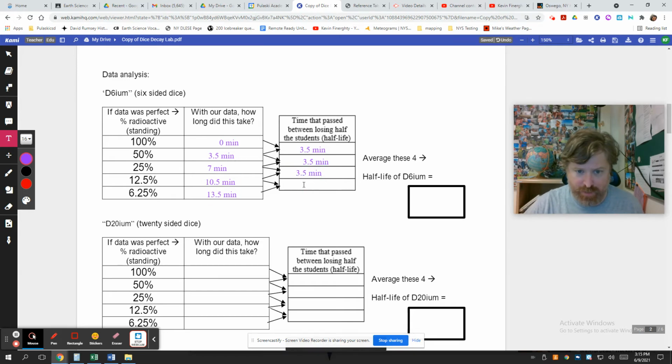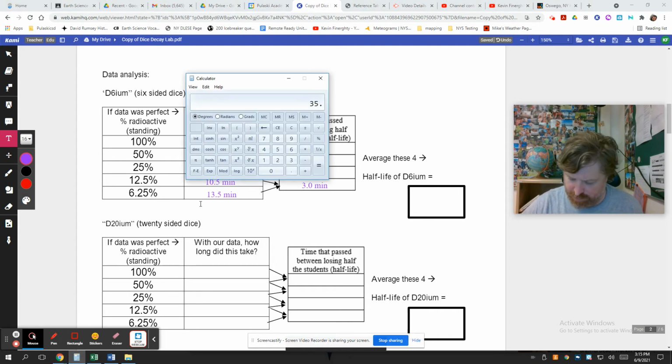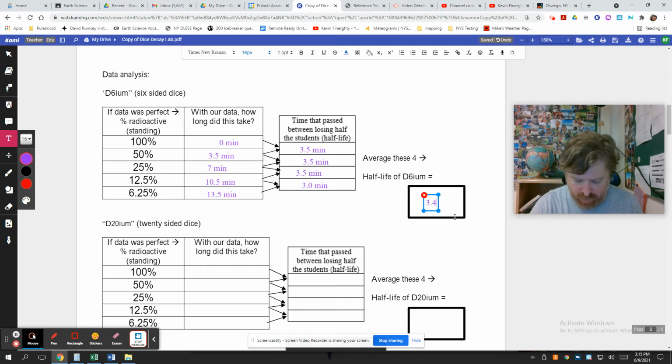Now that one came down to 3 minutes. Again, little bits of inaccuracies I think we can live with. What if we average those up to get what the real half-life is? 3.5. 3.5 over 4 is 3.375, 3.4. So maybe every 3.4 minutes, if I start with any number of 6-sided dice, I would expect, if I'm rolling them every minute, to lose half of them in 3.4 minutes.